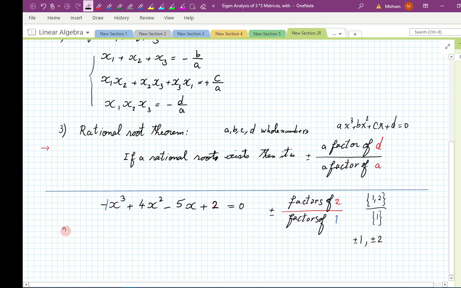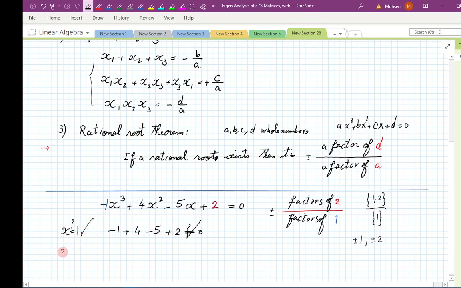So we are going to check, is x equal to 1? Is that a root? Well, how do I check it? I'll put it back here. So it becomes minus 1 plus 4 minus 5 plus 2. Is that 0? Well, yes, it is 0. So yes, this is an answer.